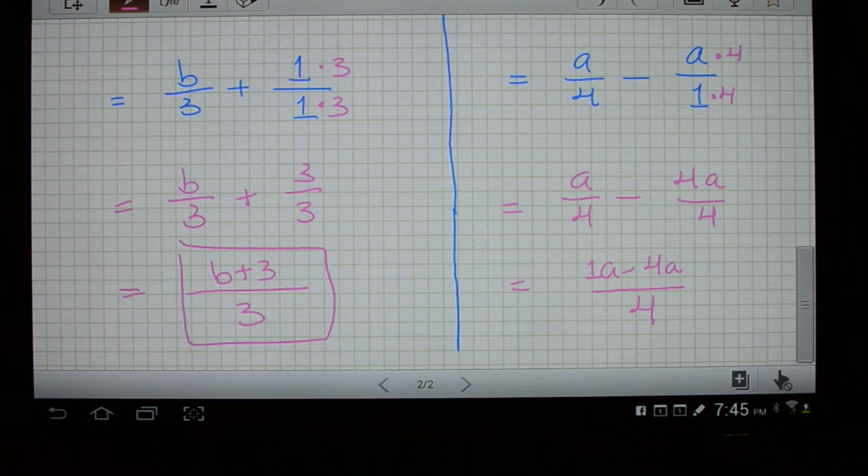If you recall, this is 1a, if that makes you feel better. 1a minus 4a, those are like terms, you can subtract them. It's negative 3a over 4. I apologize for squeezing it in. That's the final answer. And you're done with that. And that's it for that example.